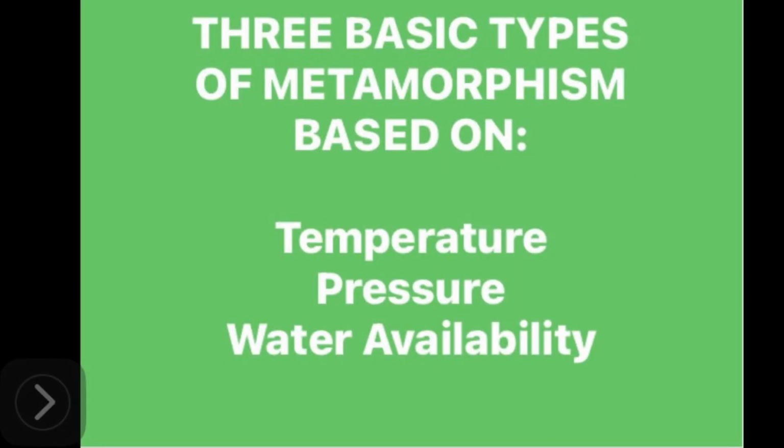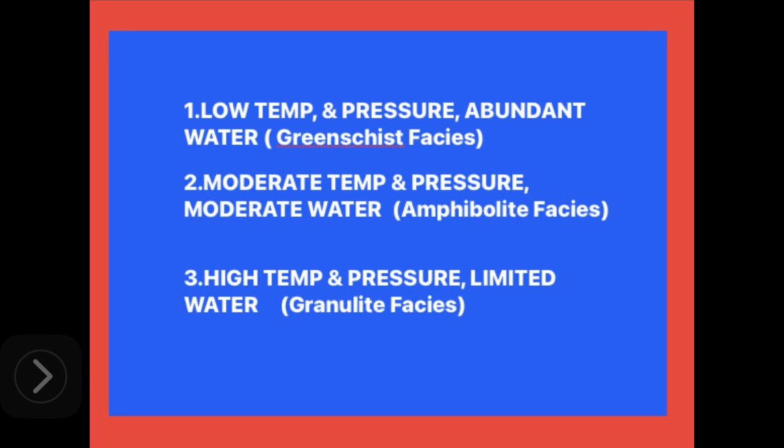Geologists recognize three main types or stages of metamorphism based on the changes in temperature, pressure, and water availability. Let's have a look at these. The first type or stage of metamorphism is one in which temperature and pressure are low, but water availability is high. Geologists call this greenschist facies metamorphism.